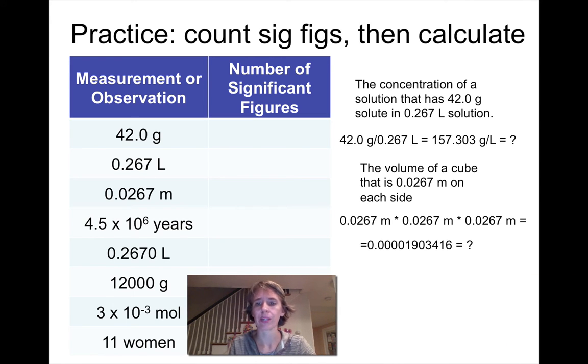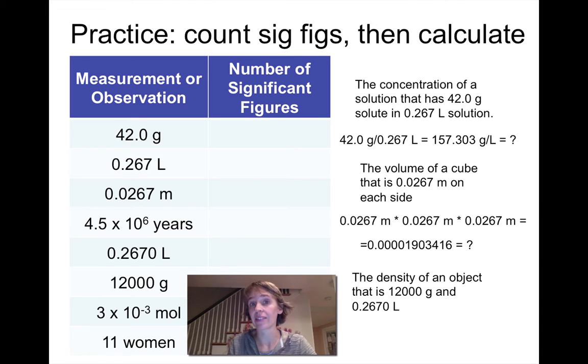0.0000190, and so on. Each of those lengths has only 3 significant figures, so we would want to round this to 0.0000190. Remember, those first 4 zeros are not significant. Finally, a density. Let's use the 12,000 grams and 0.2670 liters. The mass has only 2 significant figures, so when we do the calculation, we get 44,943. We want to round that to 45,000.